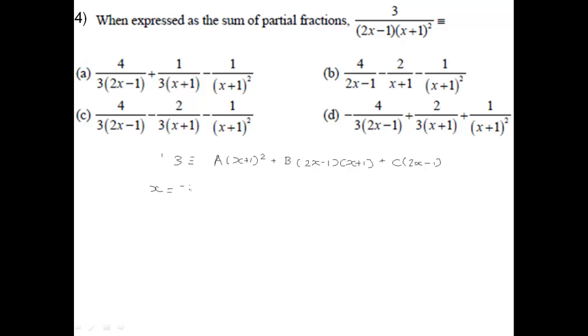x equals minus 1 would 0 this bracket and 0 this bracket, giving us 3 equals minus 2 minus 1 minus 3c, so c equals minus 1.